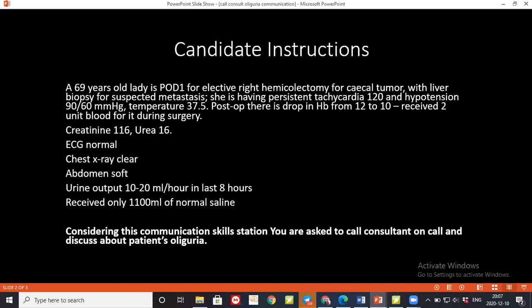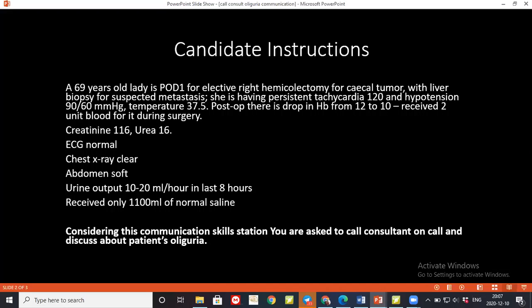Okay, so what do you think might be the cause of her low urine output? I think she is dehydrated, as she received only 1100 of normal saline in her post-operative day, and there was a blood loss, but she received 2 units of blood. Okay, you checked that from the notes? Is it there in the operation notes? Yes, she received 2 units of blood during the surgery. Yes, I checked the notes. Okay. So what's your plan of action right now?